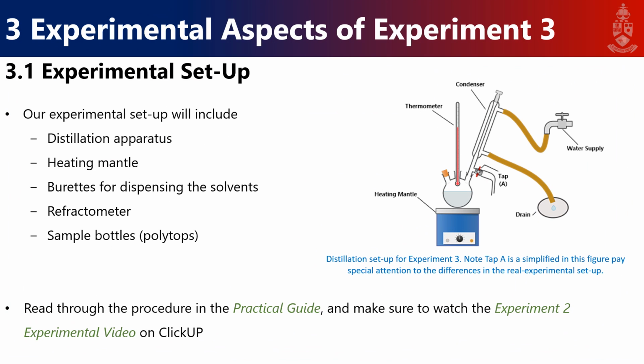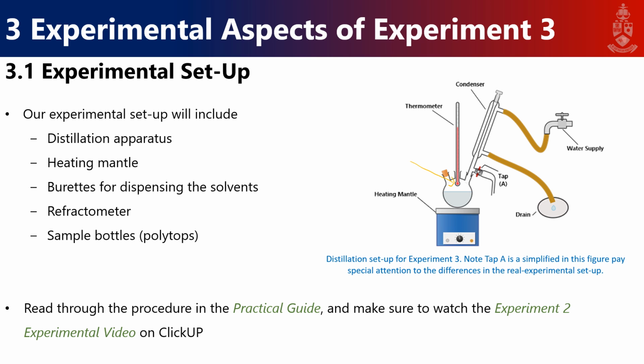Now let's briefly talk about the experimental setup for this experiment. Your setup will include a distillation apparatus. Luckily for you, all of this will already be set up in the laboratory: a heating mantle, burettes for dispensing the solvents, a refractometer, and polytops into which you will make your mixtures. Please note that it's very important that your thermometer should not reach your liquid. The height of your thermometer should be above the liquid. If you're unsure, please talk to your tutor. He or she will direct you and show you the correct way to position your thermometer.